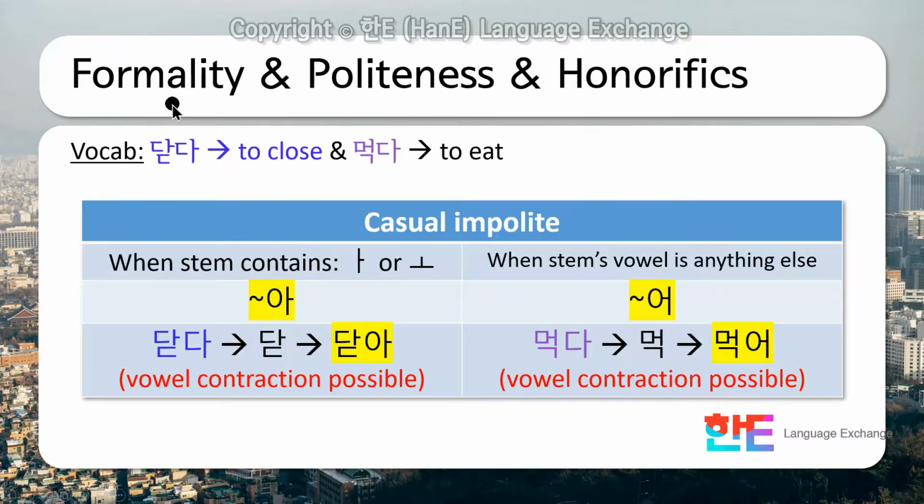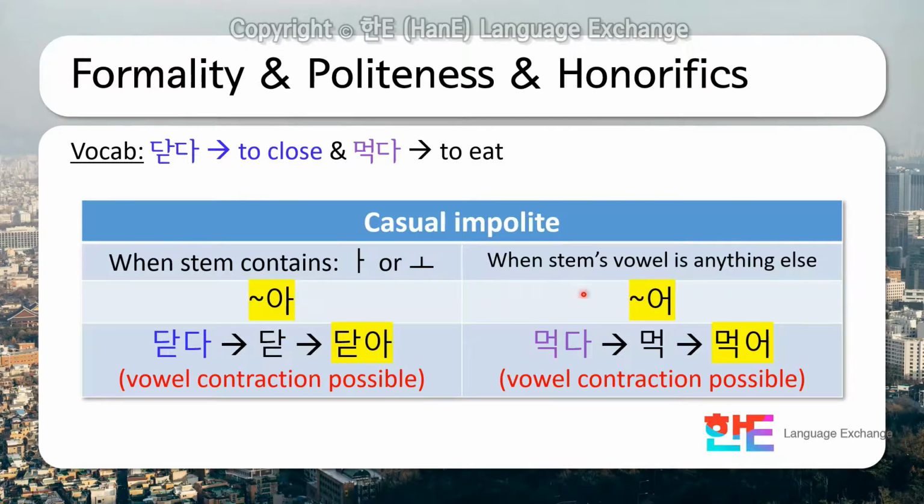So again, 닫다 means to close. And if we get the stem by removing ta, we're gonna be left with tat, this syllable block right here. I will just point it with a laser pointer. That. And because the tat syllable block contains either one of these two vowels, we're gonna add a to the stem at the end. And that gives us tada.